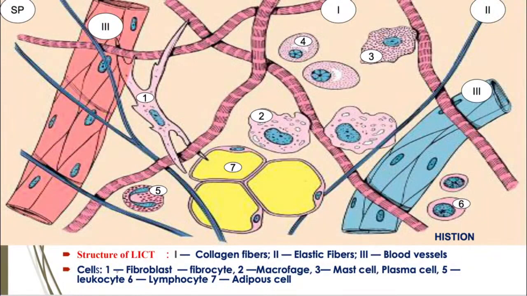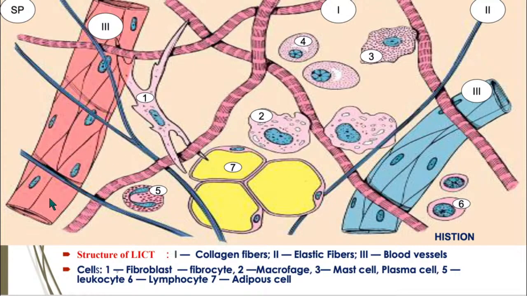Let's now investigate the localization of cells and vessels inside loose, irregular connective tissue. First of all, why is it named irregular? You have seen that collagen fibers and elastic fibers are not regularly located. They are located chaotically. And as an effect of it, we are talking about loose, irregular connective tissue.